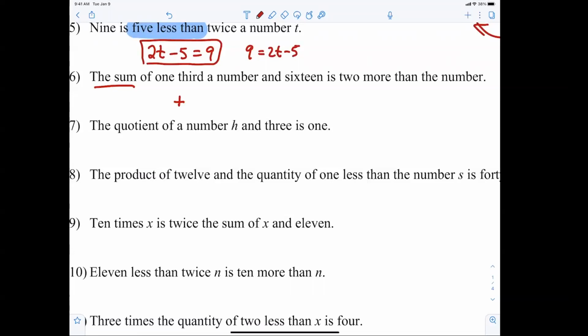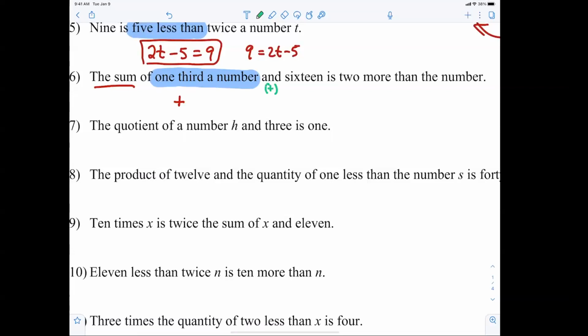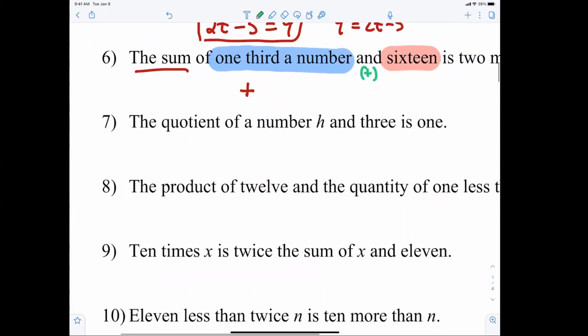Look, you're adding two things together. Now, what two things am I adding together? I want everybody to highlight 1/3 of a number. The "and," underneath the "and," I want you to put the plus sign. And then after that, I want you to highlight the 16. So how do I write 1/3 of a number? Yes, 1/3 n. Right. So you're adding 1/3 n and what? That's what I need everybody to look at.